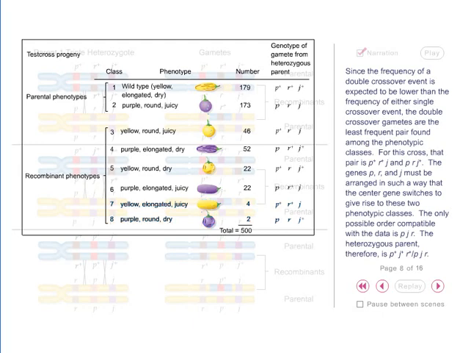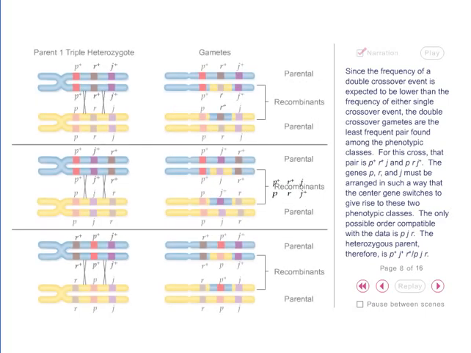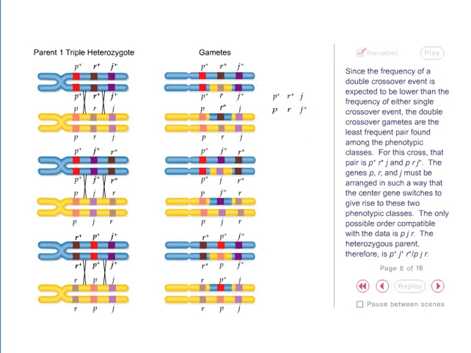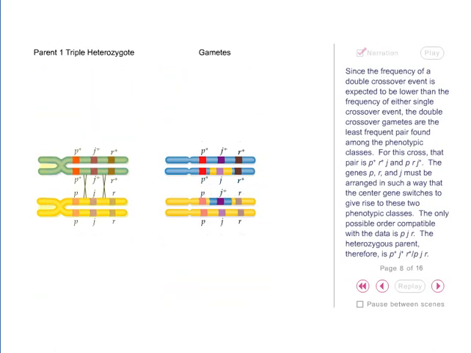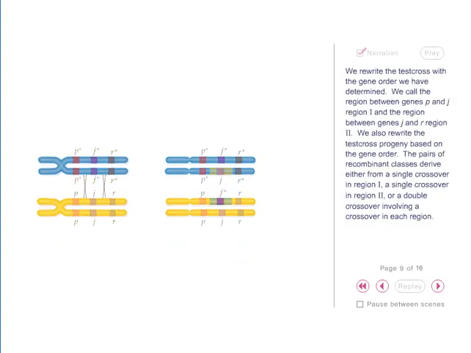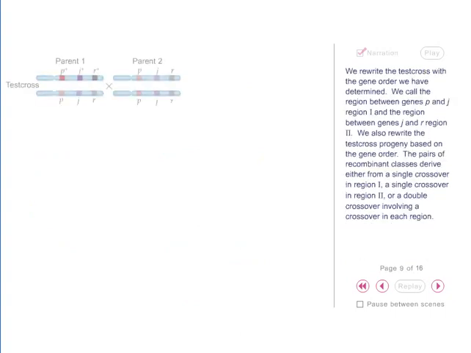The genes P, R, and J must be arranged in such a way that the center gene switches to give rise to these 2 phenotypic classes. The only possible order compatible with the data is P, J, R. The heterozygous parent, therefore, is P+ J+ R+ over P J R. We rewrite the test cross with the gene order we have determined.